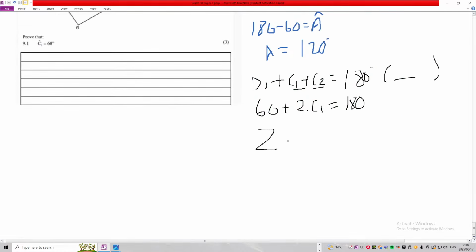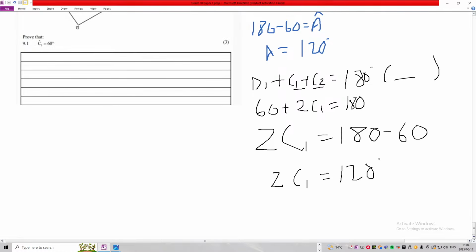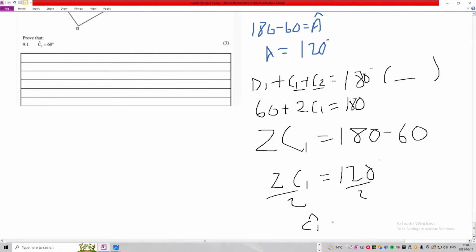Then I can say 2C1 equals 180 minus 60. So 2C1 equals 120 divided by 2. C1 equals 60 degrees.